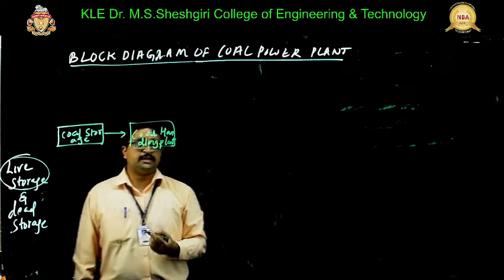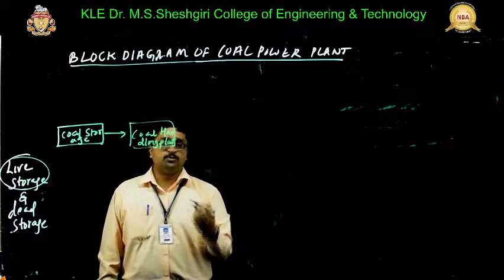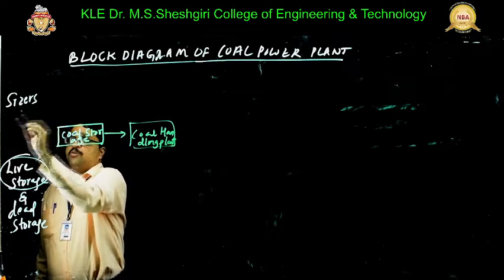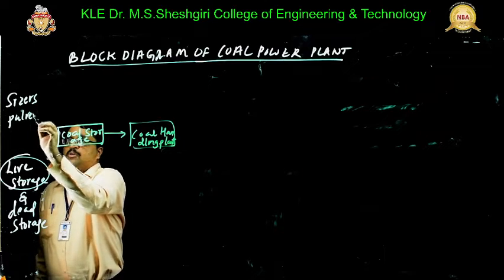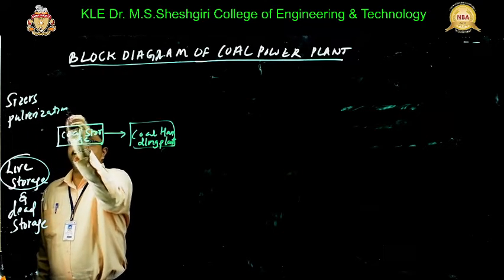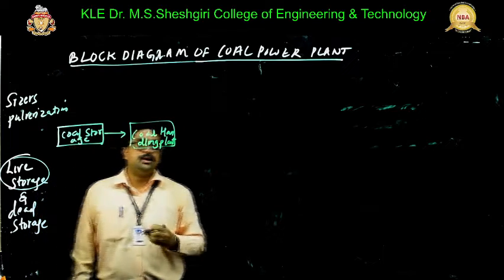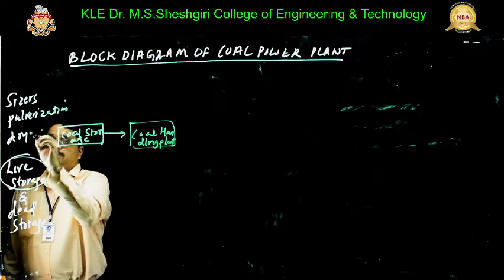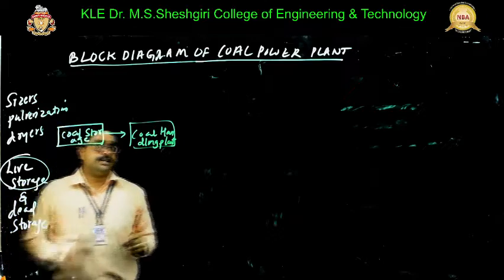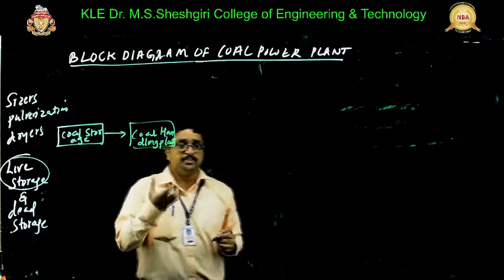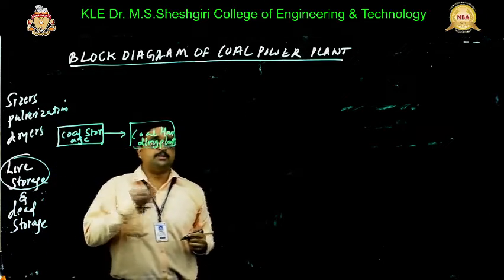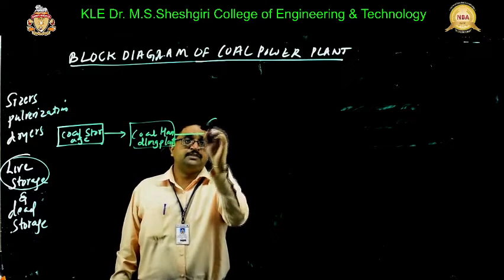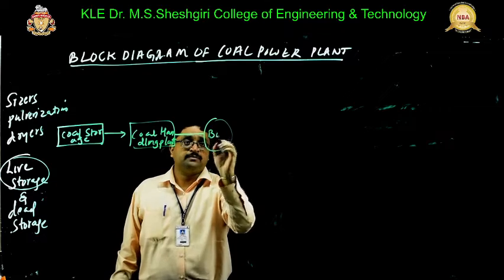Since the coal is not available in the required form, we have to go for coal sizers. We need to go for pulverization. Then we need to remove some quantity of water, so we go for the process of coal dryers. So that is the coal handling plant: preparation of the coal in a suitable form. And the coal handling plant is fed to the boiler.